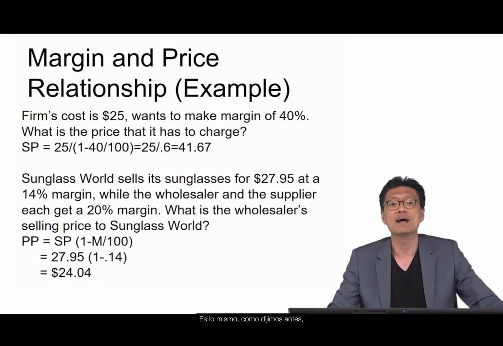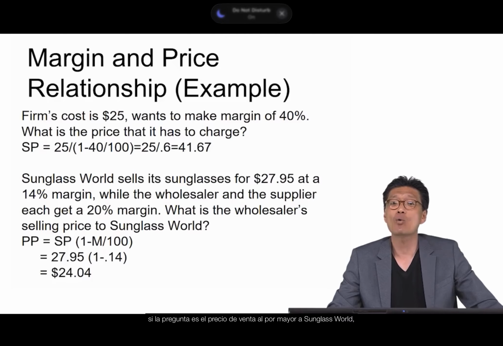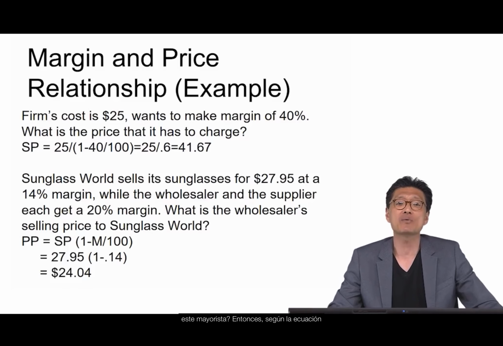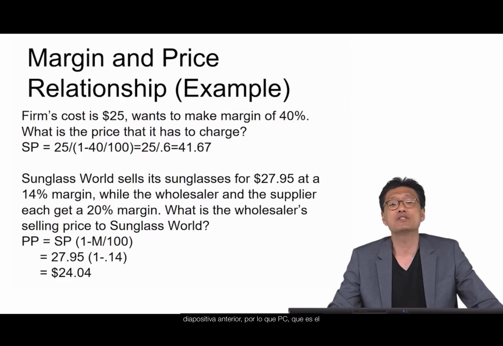Like we said before, if the question is asking for the wholesaler's selling price to Sunglass World, that's equivalent to asking what is the purchase price of Sunglass World from this wholesaler. Based on the equation from the previous slide, PP, the purchase price, is SP times 1 minus margin, which is $27.95 times 1 minus 0.14. So that's $27.95 times 0.86, which gives you 24.04.